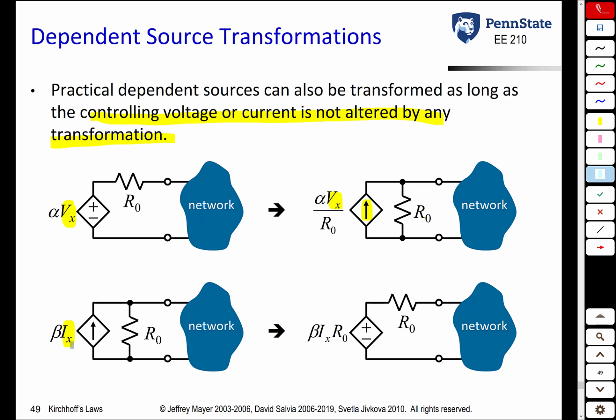Likewise, you can take a current-controlled current source and turn it into a current-controlled voltage source. You can do that with the other 2 types of sources as well. So bottom line, you can do source transformations with dependent sources as long as you don't mess with the controlling variable when you do the transformation. At this point, source transformations may seem a little complicated, but they really are not hard at all. And I think once we do a couple examples, we'll see that it's a very simple tool that can be helpful in some circuit analysis problems.